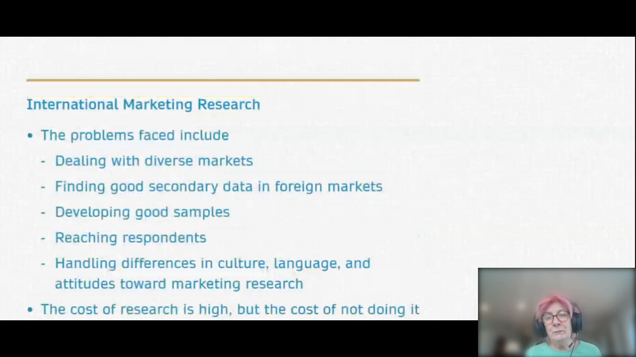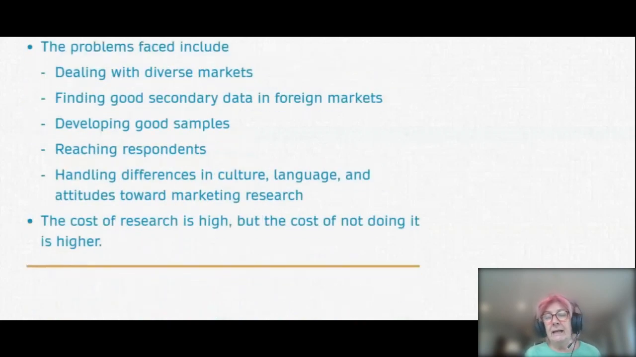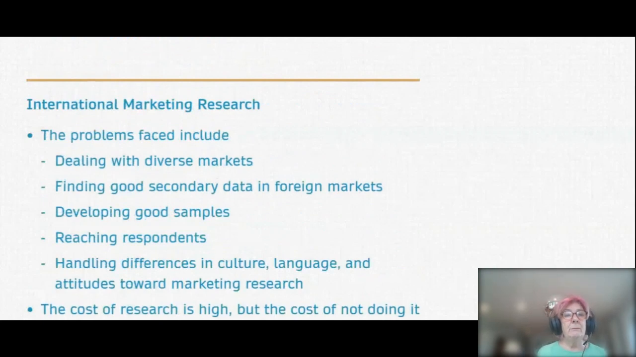And then there's international marketing research. Increasingly, businesses are carrying out their market research internationally because an increasing number of businesses are global businesses. But international research brings with it its own problems. Businesses are going to be dealing with markets that are very diverse, very different from each other.